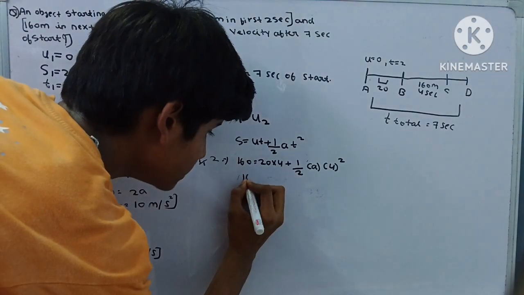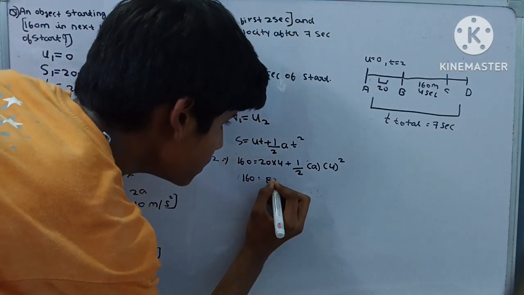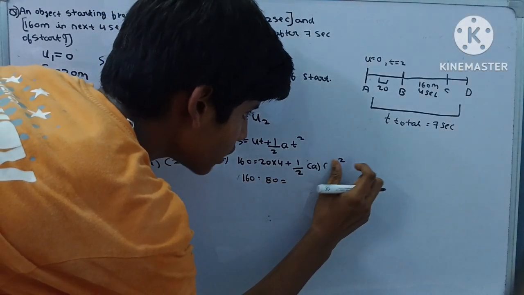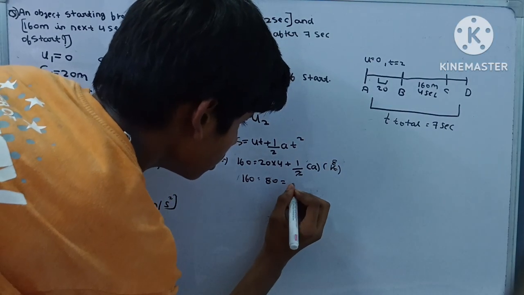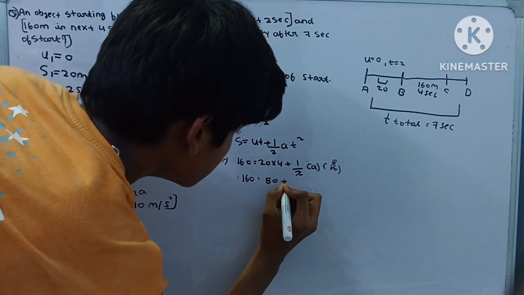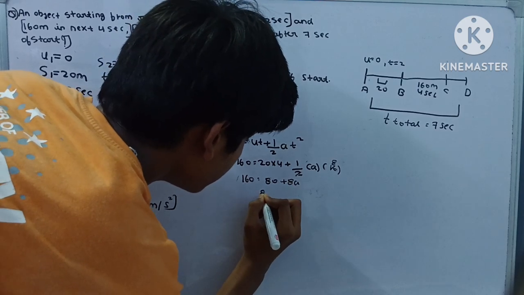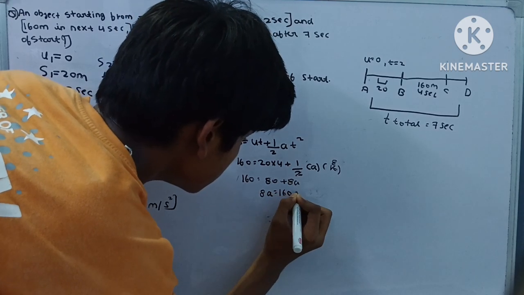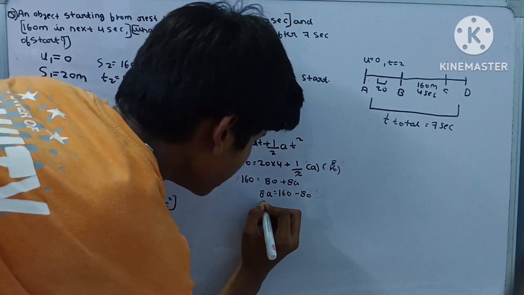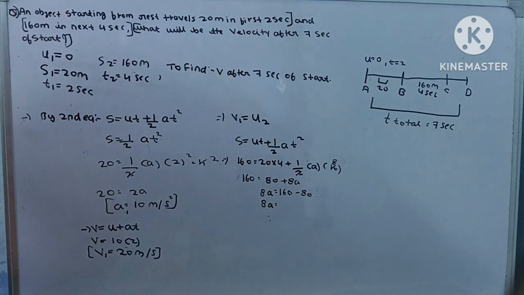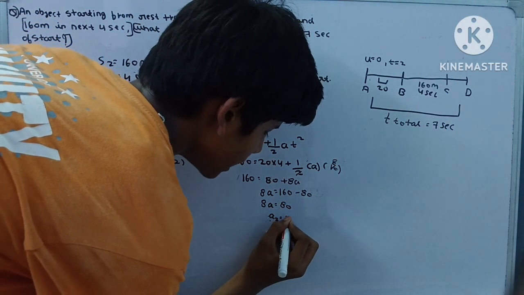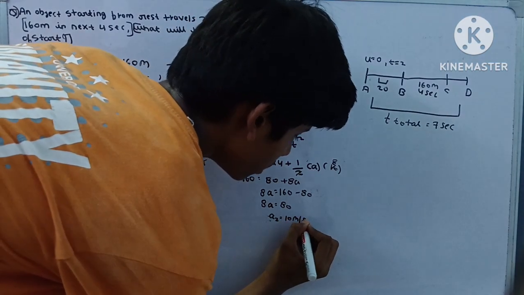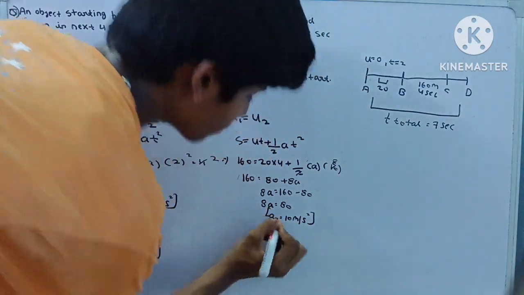So this will be 160 is equal to 80 plus, 16 times 1 by 2 is 8, so 8a. And 8a is equal to 160 minus 80, so 8a is equal to 80. So a2 is 10 meter per second square.